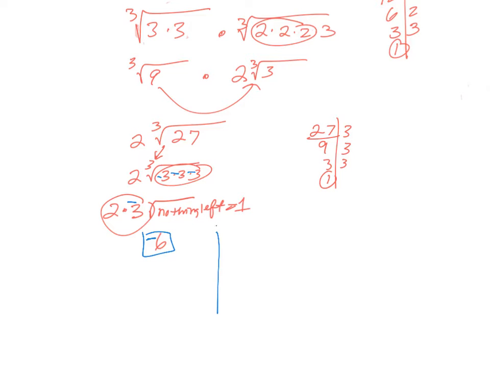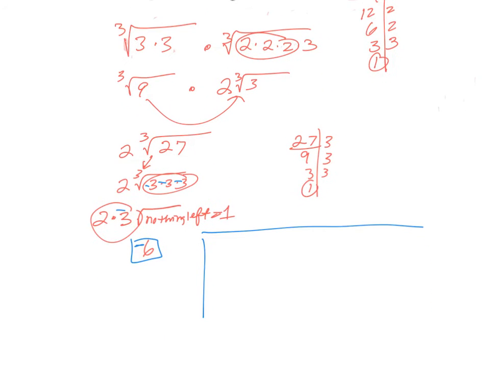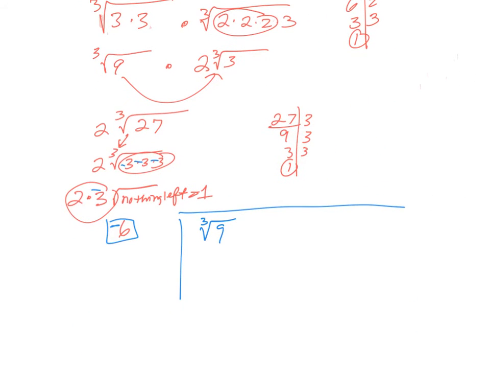There is another way to do the problem. Cube root of 9 times the cube root of negative 24. And that is to multiply the 24 times the 9 and combine them all in the same root. 24 times 9 is negative 216, cube root. The reason we can combine those two problems is because the indexes are both 3.